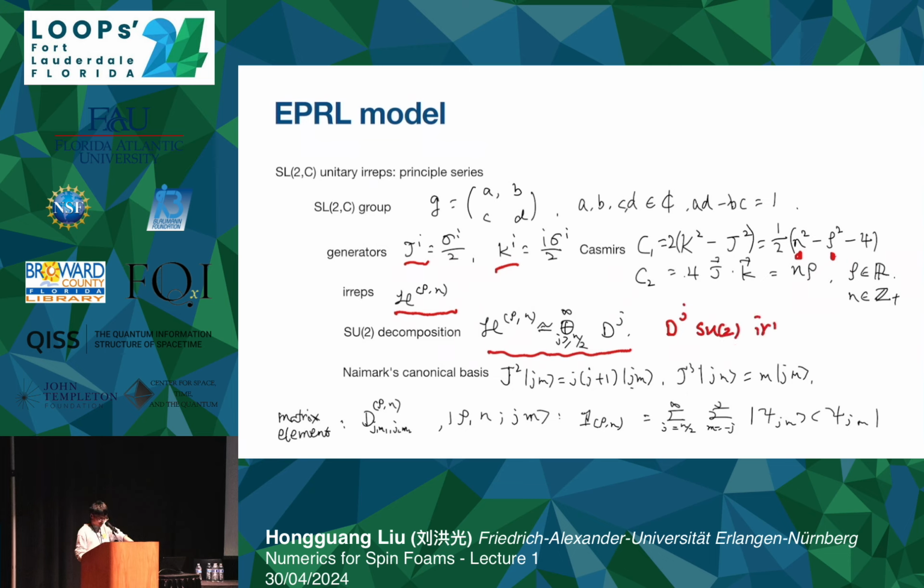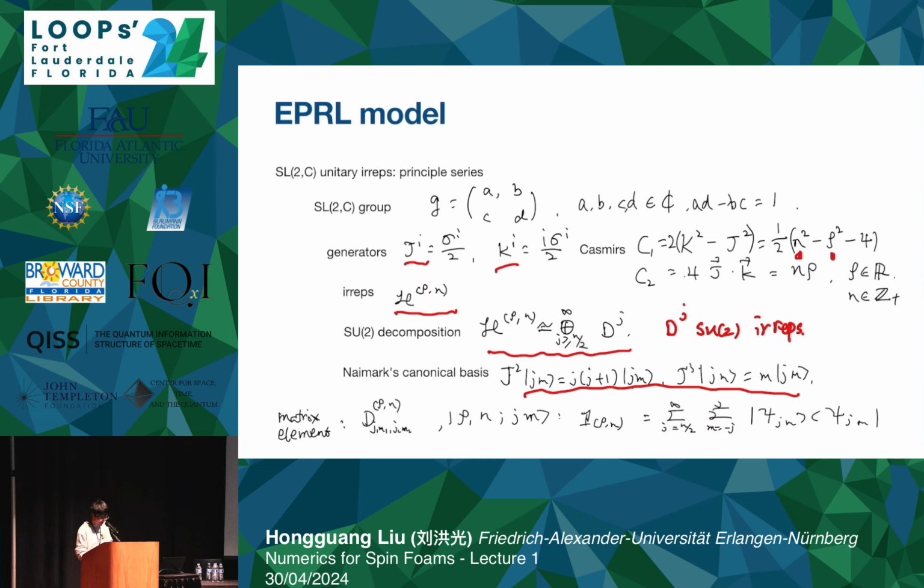This is what we are familiar with. The j, m states, which is given here. So we use J squared, which gives you j(j+1). This is the eigenstate of J squared, and also eigenstate of J3, which gives you the magnetic numbers. And then summing over all possible spins of the SU(2) representation space gives you a decomposition of the rho, n space for given rho, n label. So this basis is called the canonical basis of SL(2,C) unitary irreducible representations.